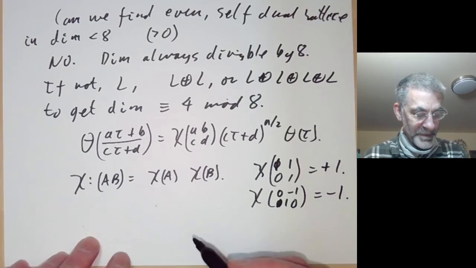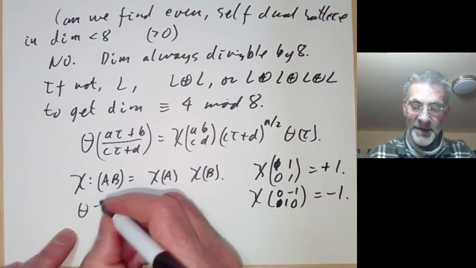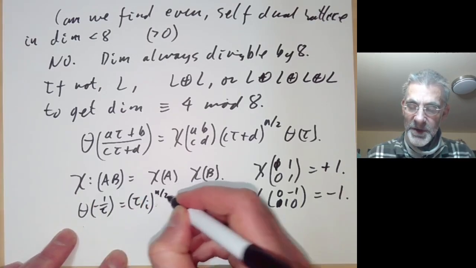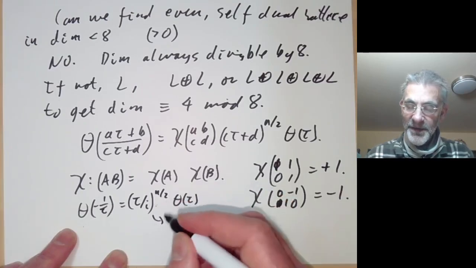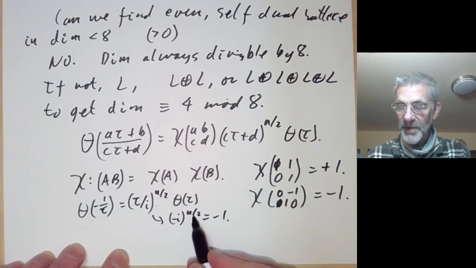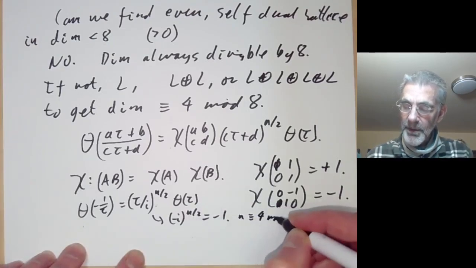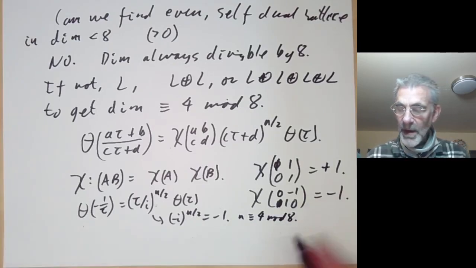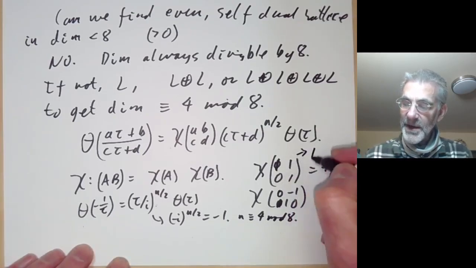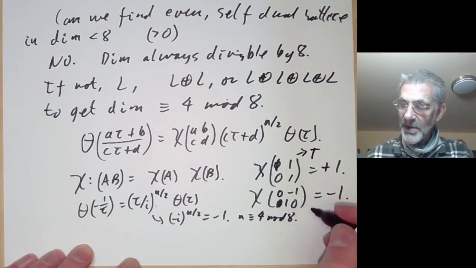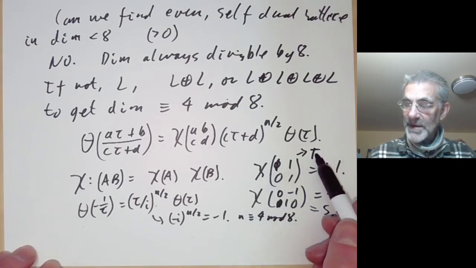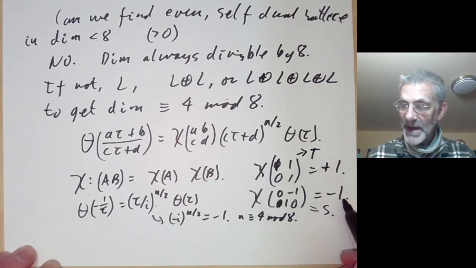And that's because we know the theta function satisfies theta of minus 1 over tau is equal to (tau over i) to the n over 2 times theta of tau. And here we're getting a factor of (minus i) to the n over 2, which is equal to minus 1 because n is congruent to 4 modulo 8. Well, we can now reach a contradiction. So I'm going to call this element 1, 1, 0, 1 t, and the element 0, minus 1, 1, 0, I'm going to call s. So chi is a character that takes t to 1 and it takes s to minus 1.